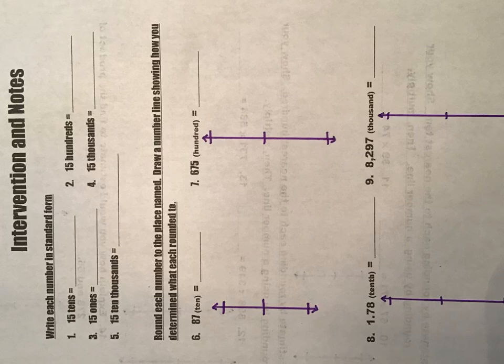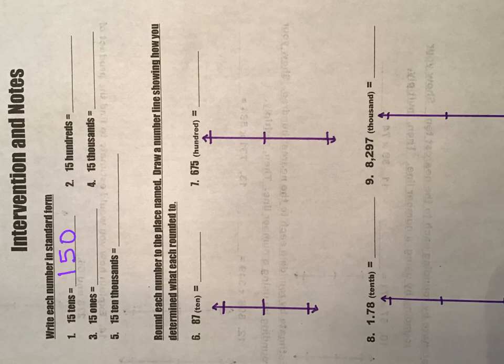Pierce. For today, I'm going to be dividing the lesson into two parts. This is part one. If you look at the directions, they say write each number in standard form. When we see 15 tens, that is the same as saying 15 times 10, which would be 150.